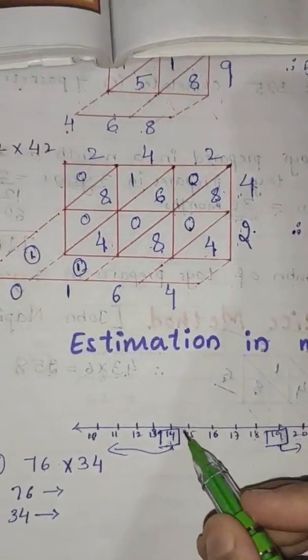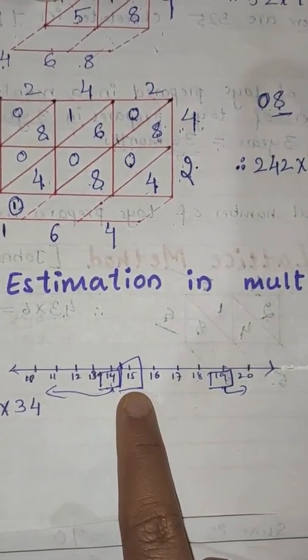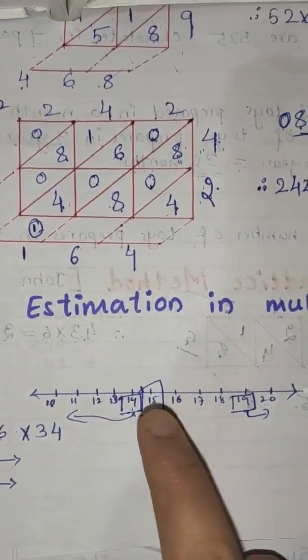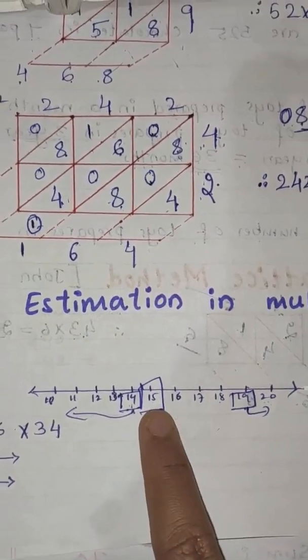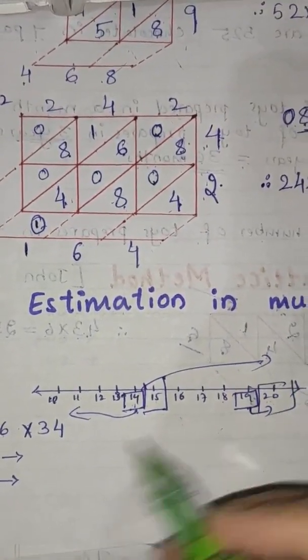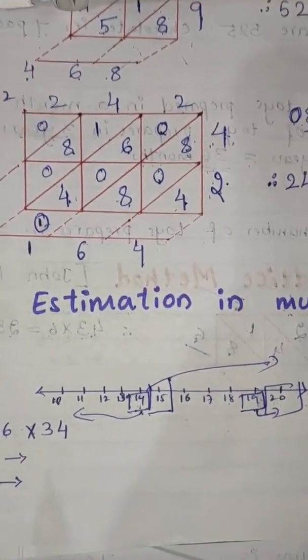Now what about this middle number 15? What is the estimated value of this 15? Whether it is 10 or 20. The estimated value of this middle number 15 is the next 10, means it is 20. Yes, which you have learned, right? So this is called the estimation.